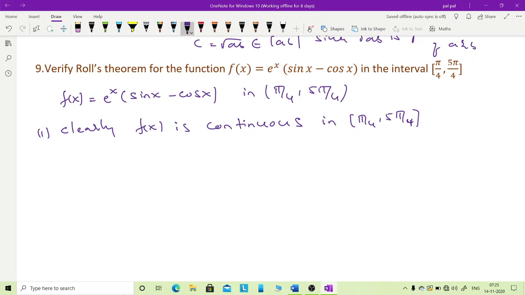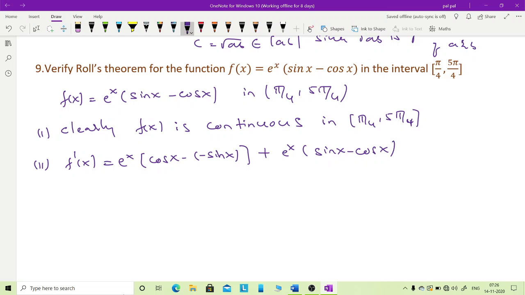Okay. So next, second thing, differentiability. Take its differentiation, f dash of x. Here we have to apply the product rule: first into differentiation of second plus second into differentiation of first. First, write e to the power of x as it is, times (differentiation of sin x is cos x, minus differentiation of cos x is minus sin x), close the bracket, plus differentiation of e to the power of x, which is e to the power of x, into (sin x minus cos x) as it is.